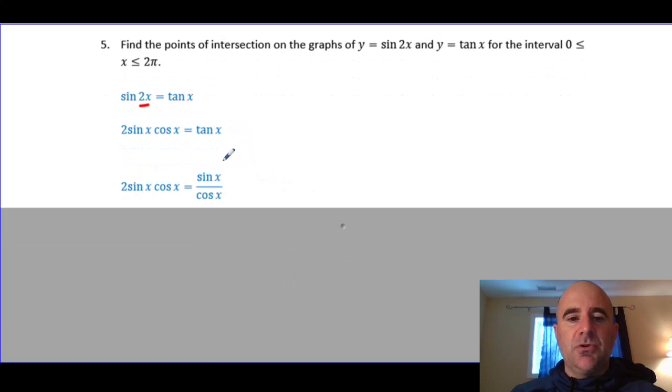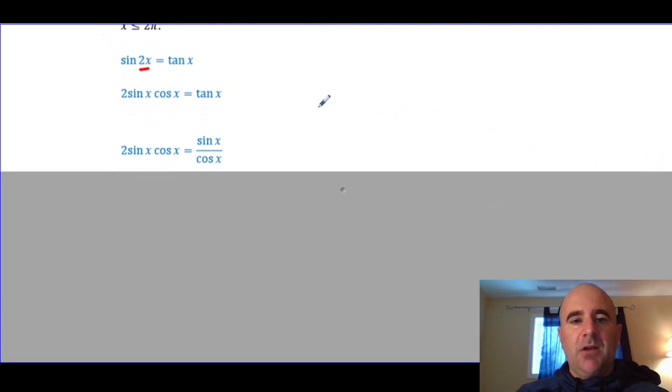Next thing I tried is the quotient identity. Take tan x and replace it with sine x over cos x. Notice that some of the strategies that you use in proving trigonometric identities also work very well for solving trigonometric equations, like replacing tan with sine and cosine. If everything were in terms of tan in an equation, then don't replace tan. But when you have sine and cosine and then a tan in there, definitely want to try that.